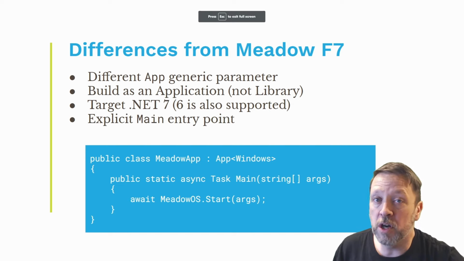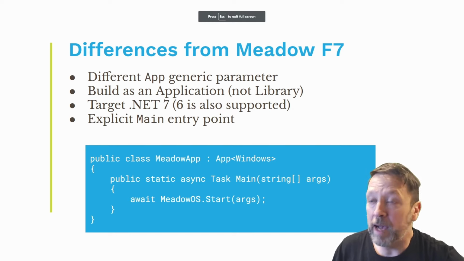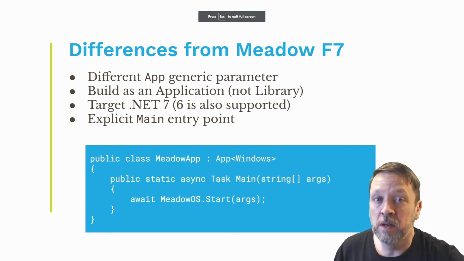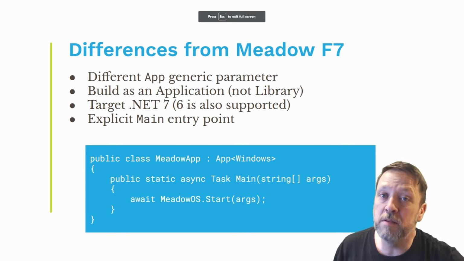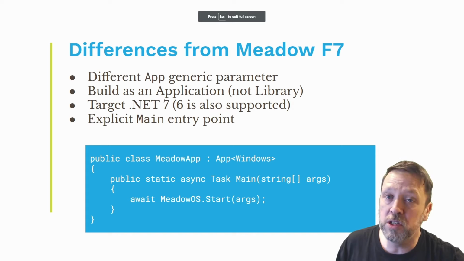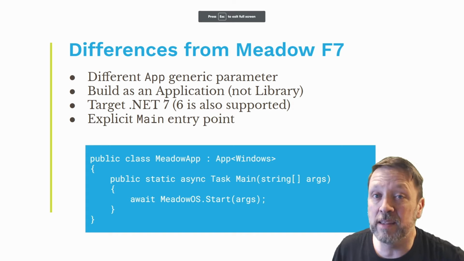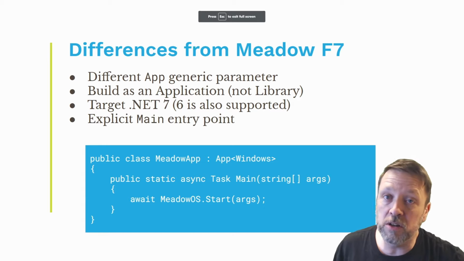You also should target .NET 7. 6 is fully supported, but all of the samples are written for .NET 7. And lastly, you have to have an explicit main entry point. The reason for this is on the F7, the OS launches Mono, and then Mono automatically calls into Meadow OS for you. On the desktop, this is not the case. The runtime does not know that you're launching anything with Meadow, so you must call Meadow OS start yourself.